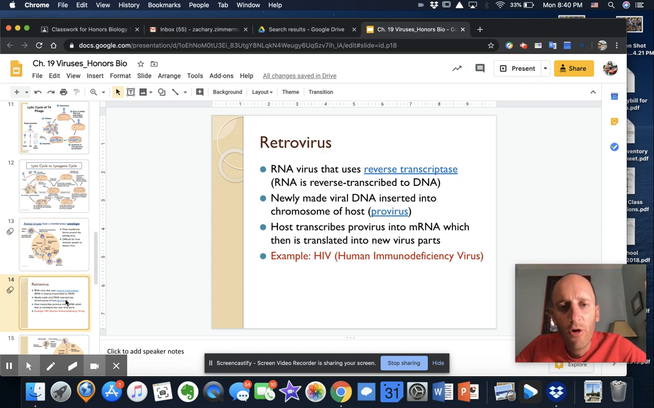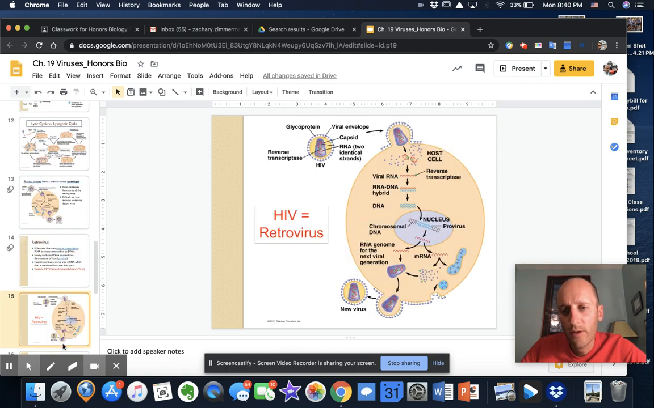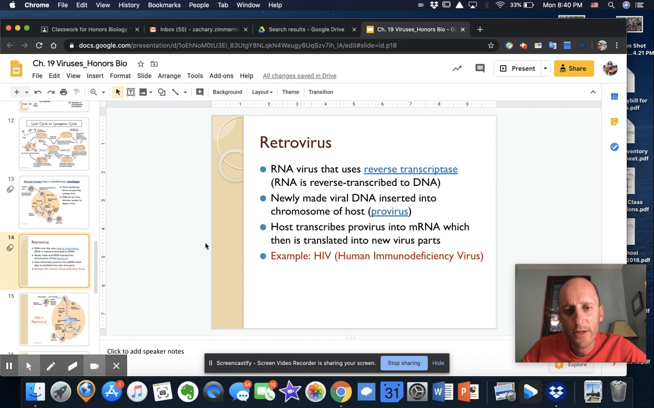All right, so the retrovirus, on the other hand, is a little more complicated. Again, these are RNA viruses. I should go back to this. They use an enzyme called reverse transcriptase. And once their genome is converted into DNA, it's then inserted into the host cell DNA. And then at that point, we call it a provirus. All right, so how does this work?